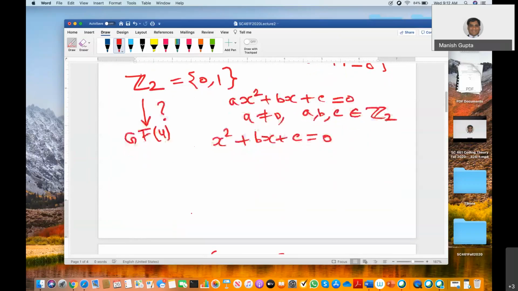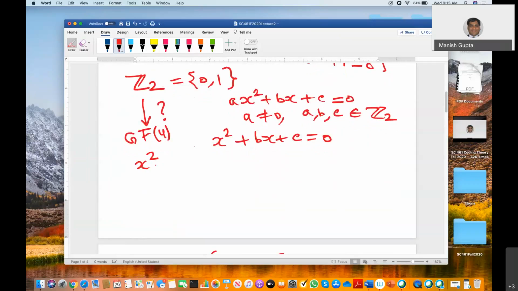Now, what does this mean? We have x square plus bx plus c is equal to 0, where b is in Z2 and c is in Z2. So two choices for b and two choices for c. So the total number of choices is 4. So there are 4 equations possible.